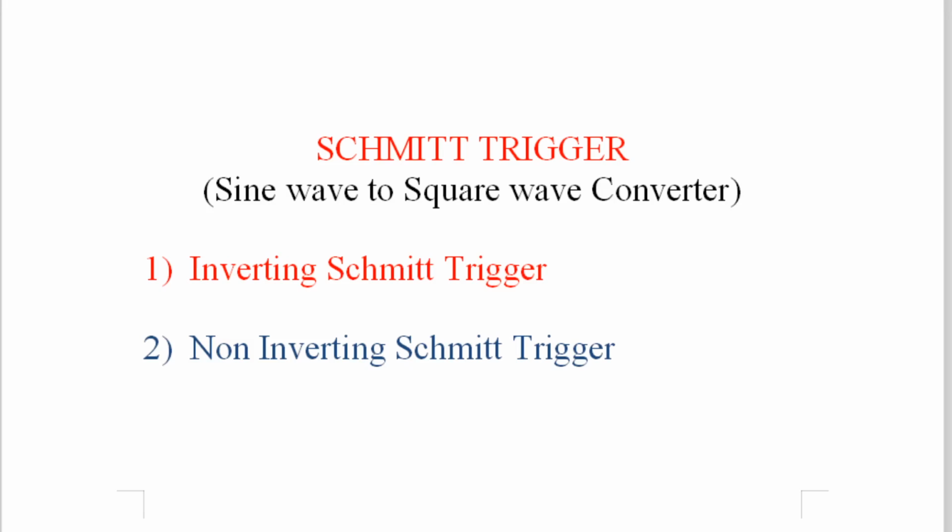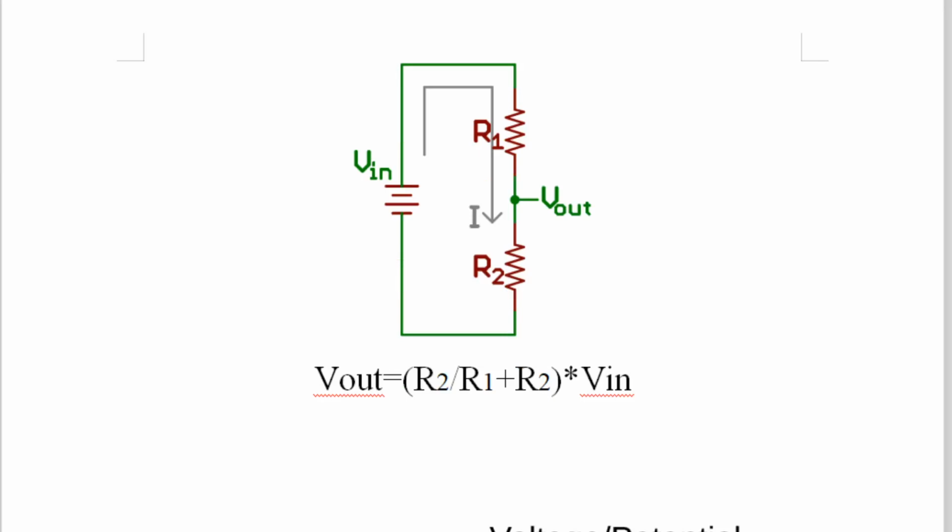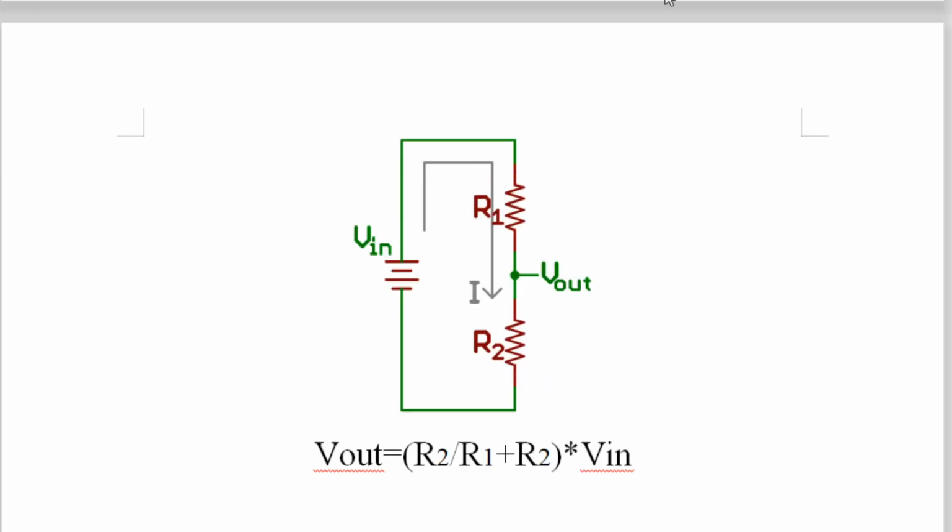Let us start from the very basics of electronic science, because in Schmitt trigger, two basic electronic circuits are used. The first basic circuit is the potential divider circuit. You can see here input voltage Vin is applied to the potential divider resistors R1 and R2. The junction of R1 and R2 is declared as output voltage, and the equation for output voltage is: R1 is the upper resistor, R2 is the lower resistor, so lower resistor divided by upper plus lower, into whatever Vin you are applying.